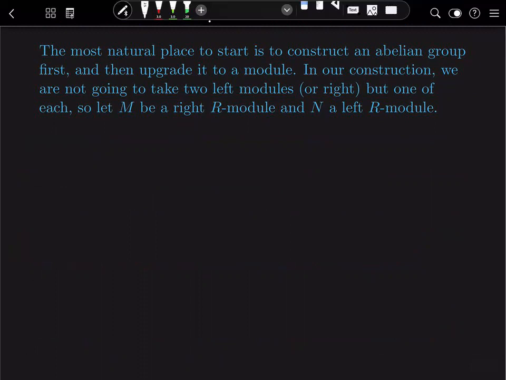So in a sense, the R module structure, the left and the right module structure, kind of annihilate each other, and we're left with an abelian group. On this abelian group, we can add new module structure onto it, provided some conditions are satisfied. But for today's video, we're just going to focus on constructing the abelian group. So as I say here, let M be a right R module and N a left R module.